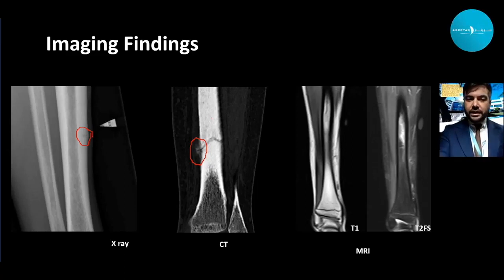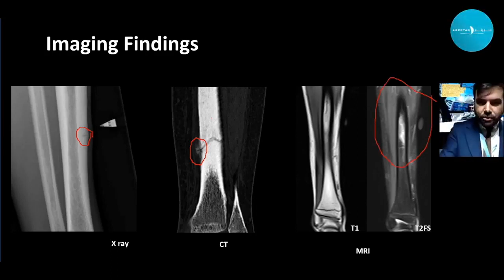In MRI, this is a T2 coronal view. In this T2 coronal view, we can see some bone edema that corresponds to microfracture, or to a stress reaction.